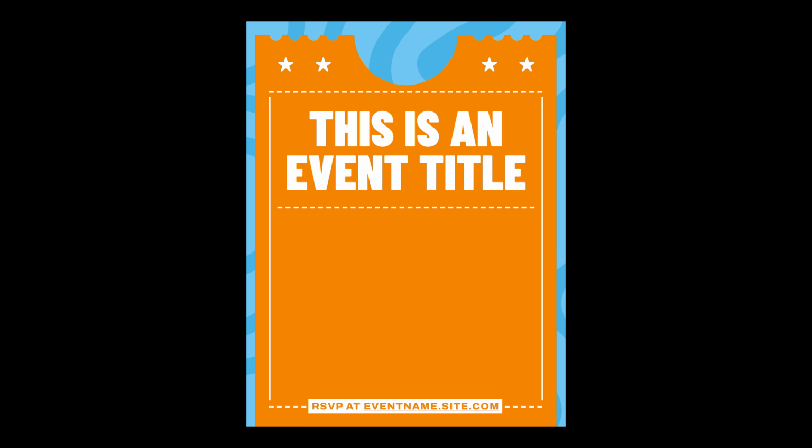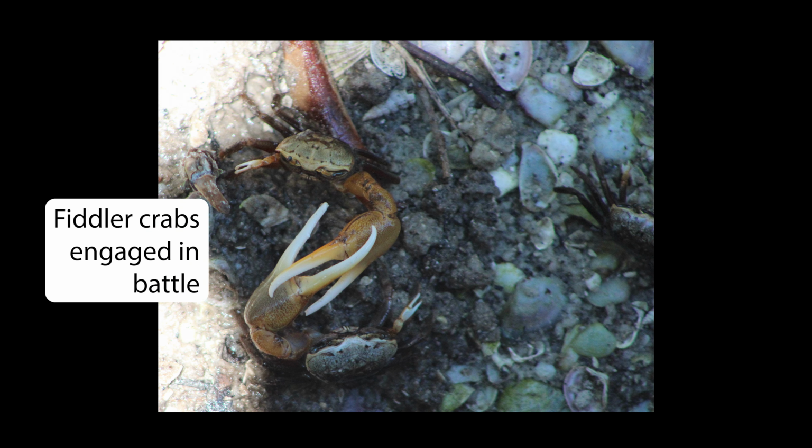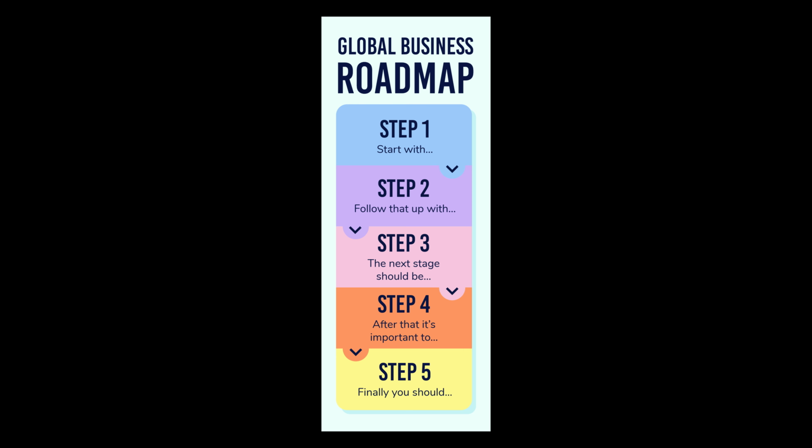For example, if you're making an event flyer, the date, time, and location should probably be grouped together. If you're labeling parts of an image, the label should be close to the thing it describes. If you're creating a list of steps, each step should be visually separated from the next. Proximity helps people understand structure without needing extra explanation.